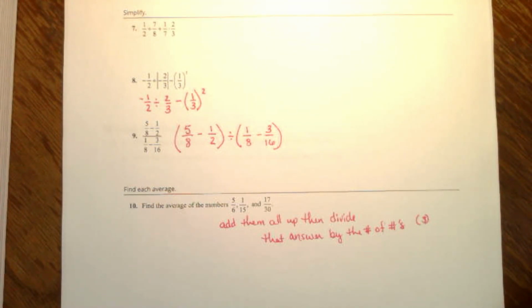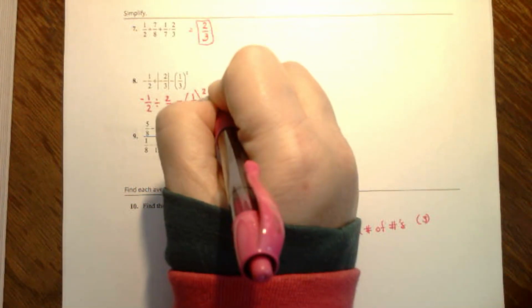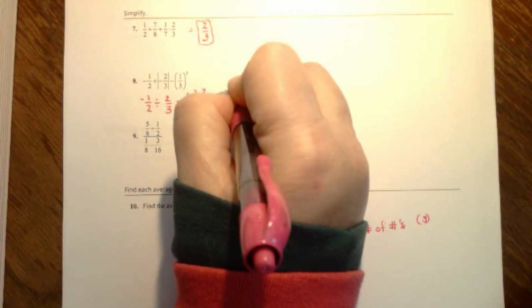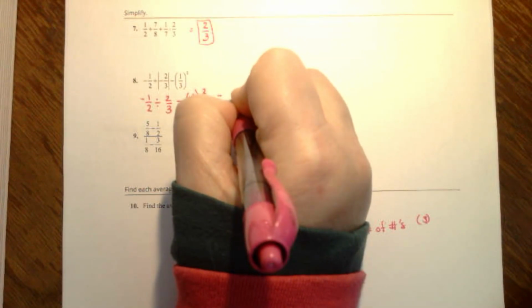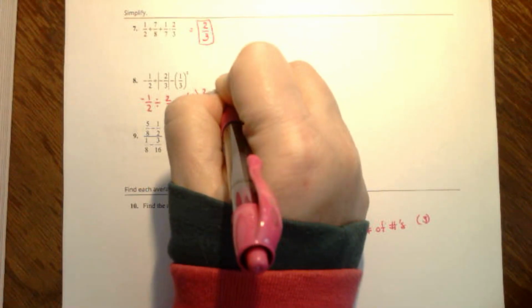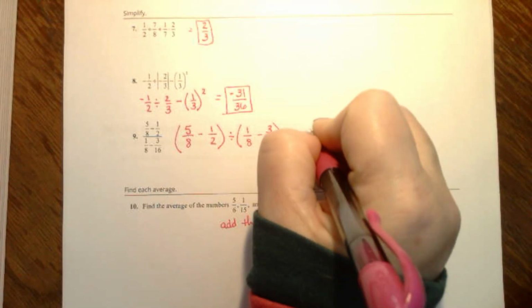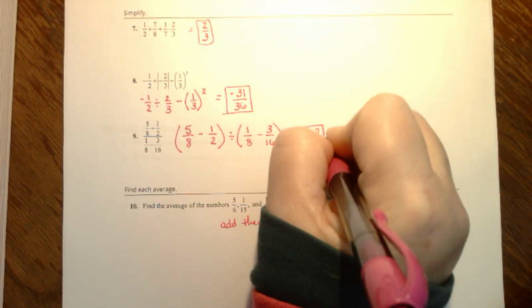So I'm saying there are some people who are panicking that are like, I need to know what these answers are to make sure I'm getting them right. Okay, calm down. This one, when you plug it in, you're going to get 2 over 3. This one, you're going to get negative 31 over 36. And this one, you're going to get negative 2.